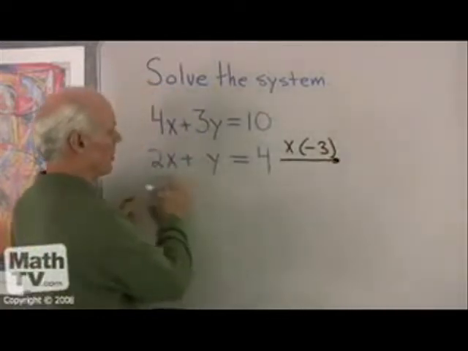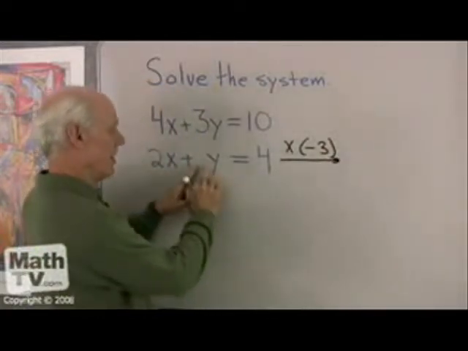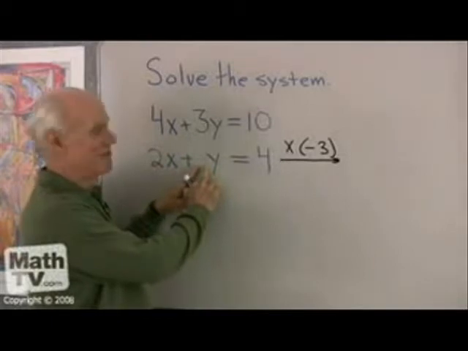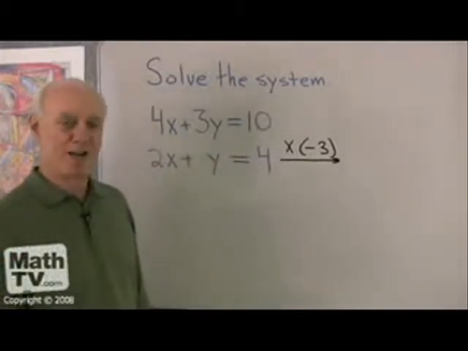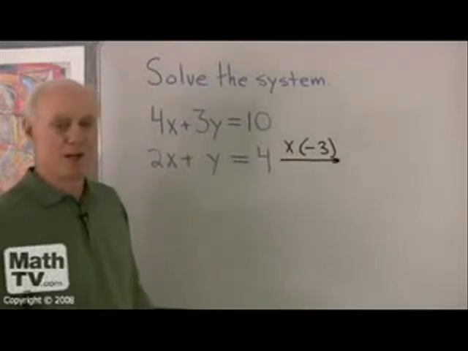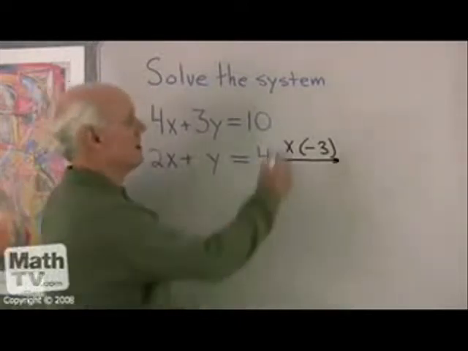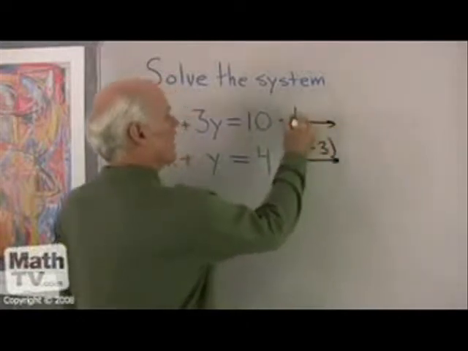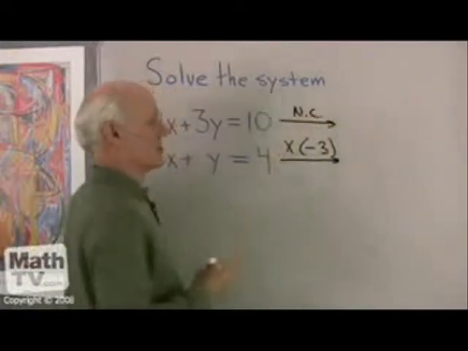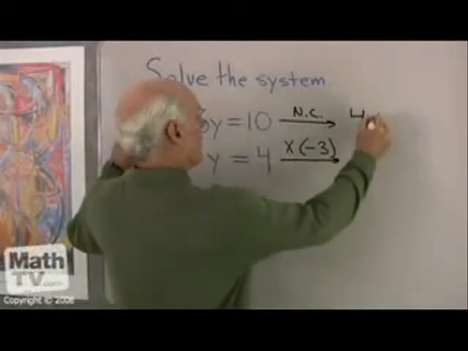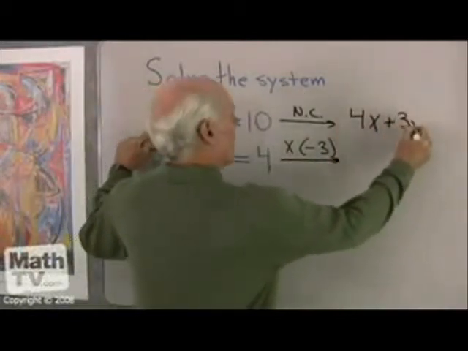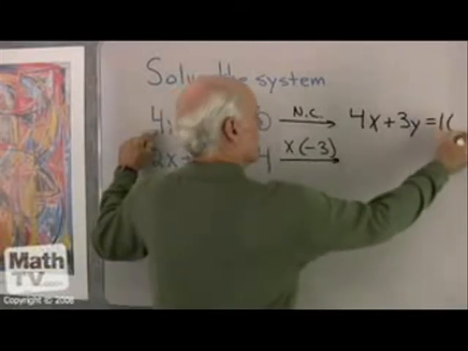If I multiply both sides of this equation by -3, I'll end up with a coefficient of -3 right here. When I add it to this term, I'm going to end up with 0y. And so with that addition method, we end up eliminating one of the variables. So up here, this equation, I'm not going to have any change to, so I'll just say NC for no change. So this equation becomes 4x plus 3y is equal to 10.